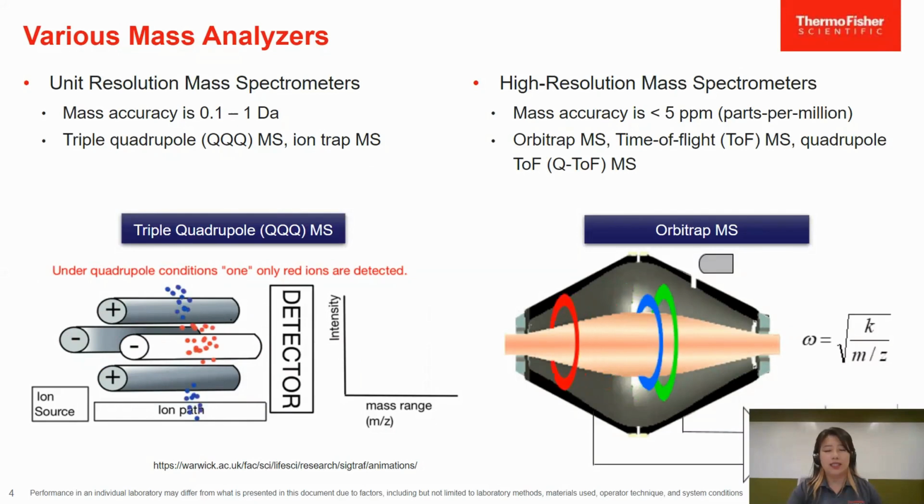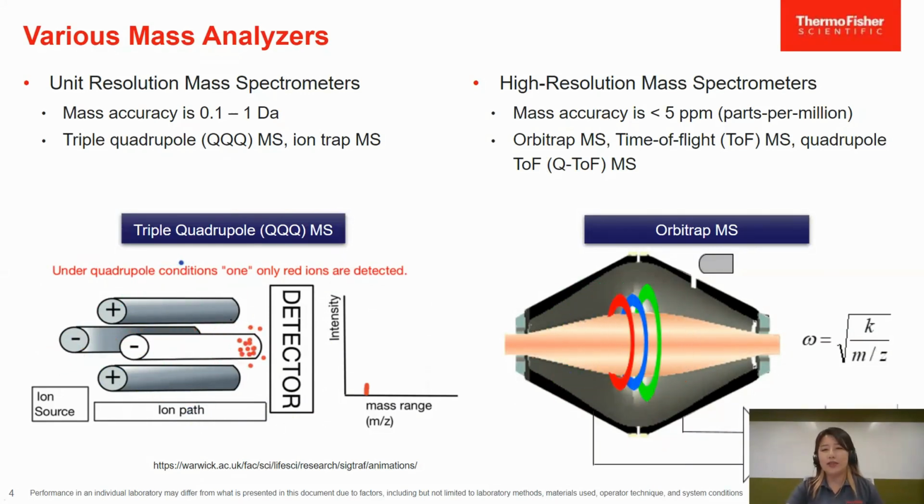And you see in this nice animation how a triple quadrupole mass spec detects the ions, especially for targeted quantitation. In this case, it's just the filters, and they detect the red ions in red, and then operate at different voltages between the poles just to selectively quantify the red ions.